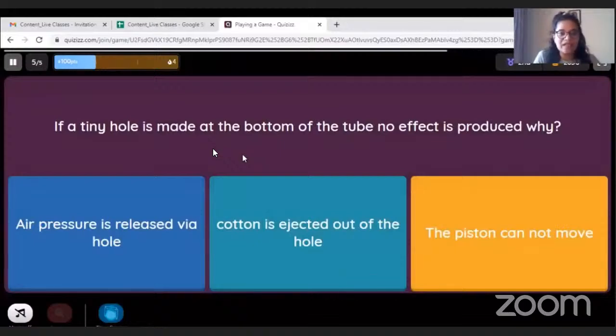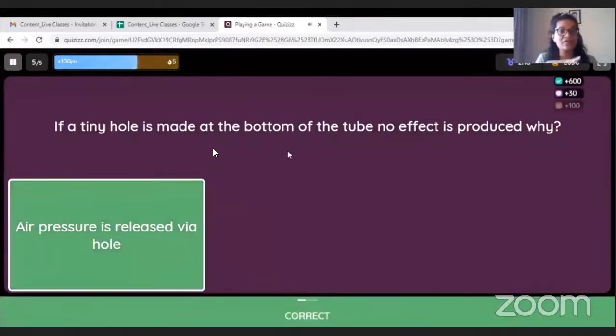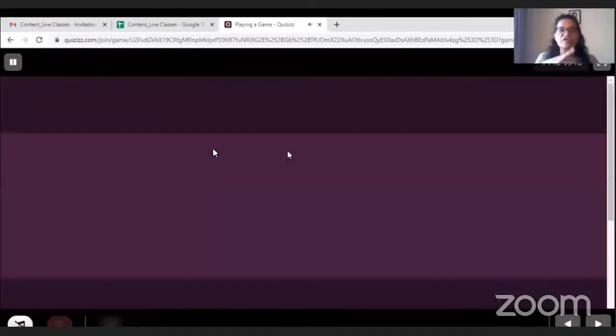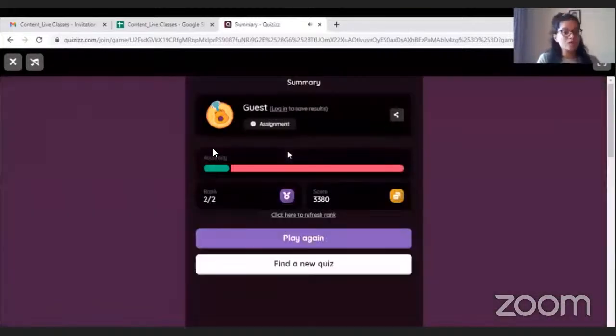If a tiny hole is made at the bottom of the tube, no effect is produced. Why? Air pressure is released via the hole. Cotton is ejected out of the hole. The piston cannot move. Now the piston can definitely move. Cotton cannot be ejected because it's a small hole. So the air is released via the hole. If the air is released, that means oxygen is released. If oxygen is released, that means no burning or no spark. So that's the reason why there will be no effect. Why? Because air is moved out from the piston, airtight container.